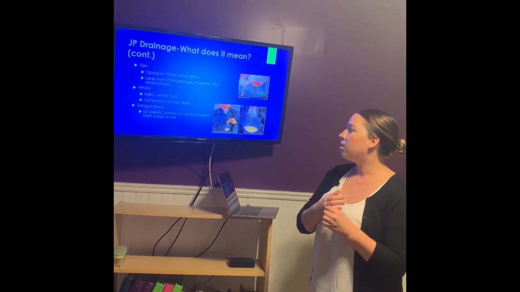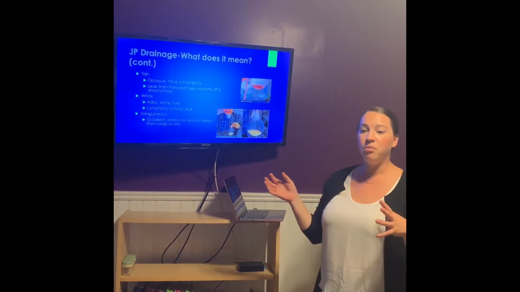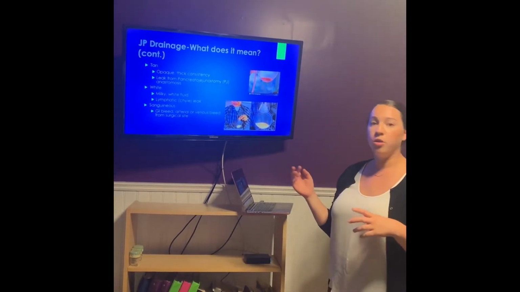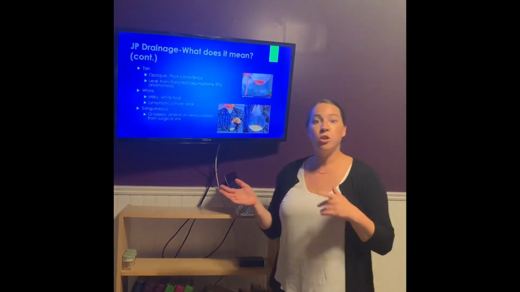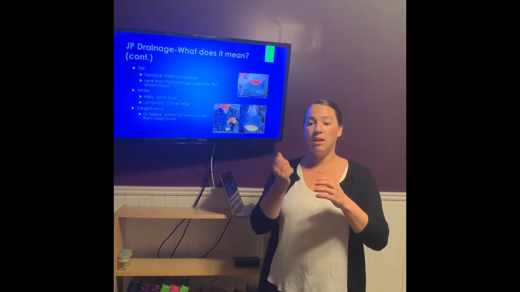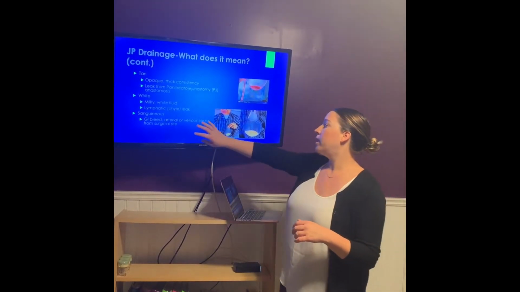Another color you'd be concerned about is if the drain output looked like milk, a milky white color. That could indicate a lymphatic or chyle leak. During surgery, the surgeons accidentally nick the lymphatic system and it's draining out through the JP drain.